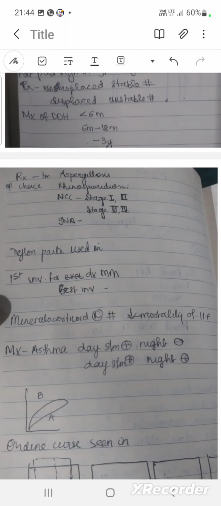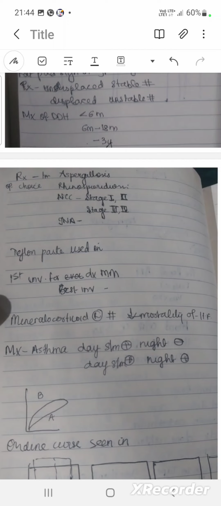Nasopharyngeal carcinoma, stage 1 and 2, is mainly radiotherapy, radiosensitive, but 3 and 4 chemoradiotherapy. Then juvenile nasopharyngeal angiofibroma, mainly you have to do surgery, excision of that. Whereas if it is intracranial or recurrent, then radiotherapy.